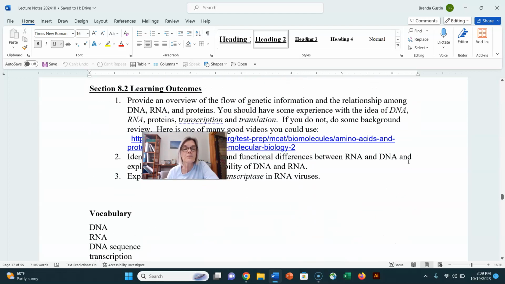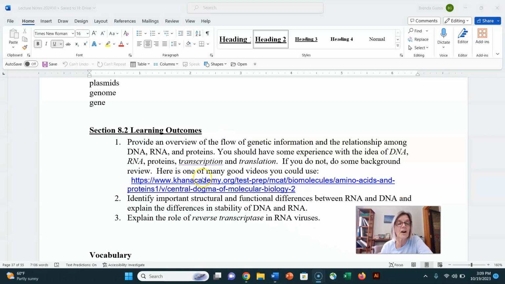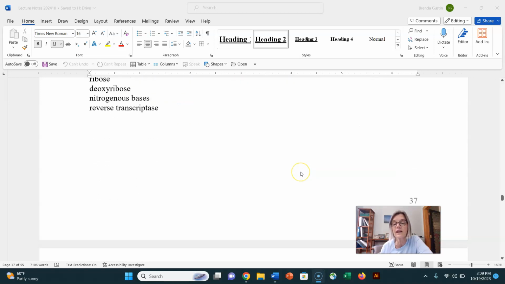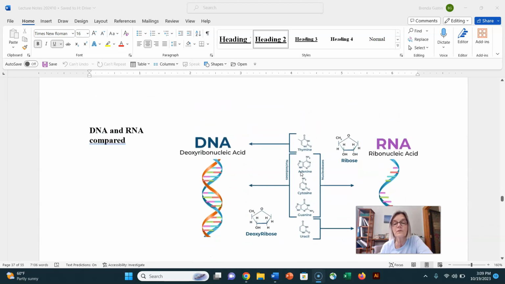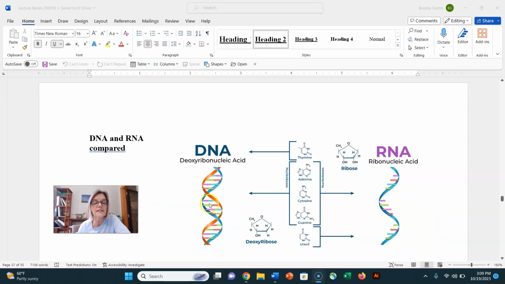Okay, so let's go back and look at our learning outcomes. So a basic overview of DNA and RNA. I covered reverse transcriptase, and I just wanted to back up and go into just a little bit about structure of DNA and RNA. And you should be familiar with this again from previous courses. Most people are familiar with the idea that DNA is a double helix. It looks like a ladder, but it's twisted. RNA's got a single strand.